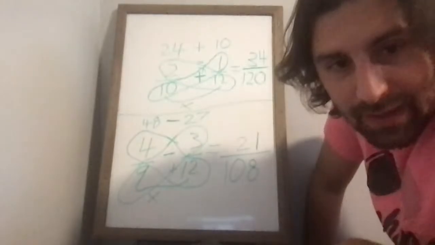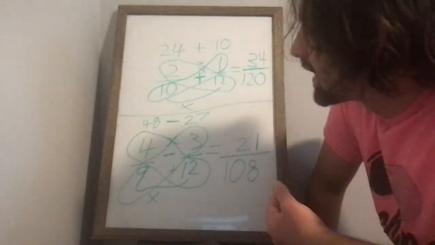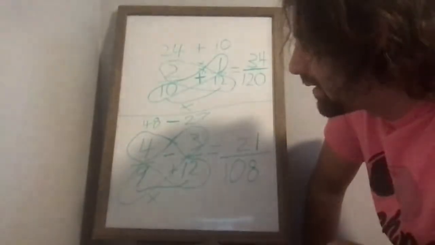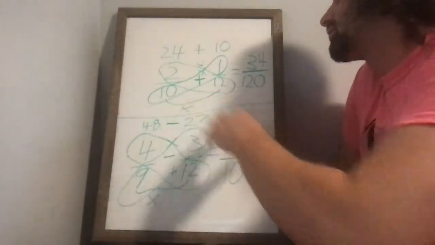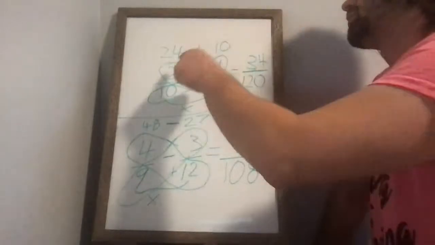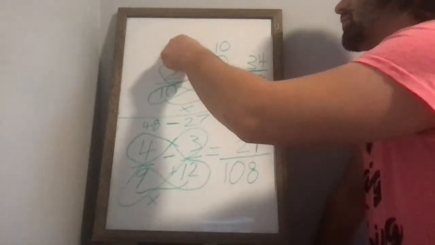So there you have it. This is how you add and subtract fractions with unlike denominators. So all the steps are the same. Step 1, you multiply the denominators to get a common denominator. Steps 2 and 3, you multiply the numerator with the opposite denominator, and you write the numbers above.